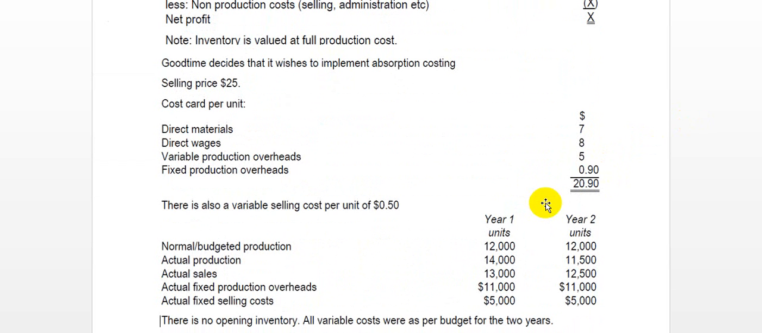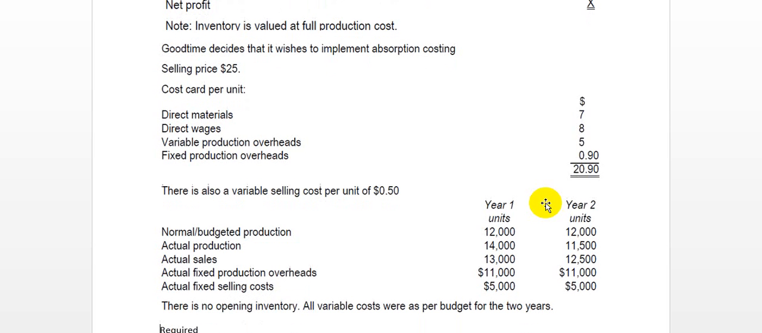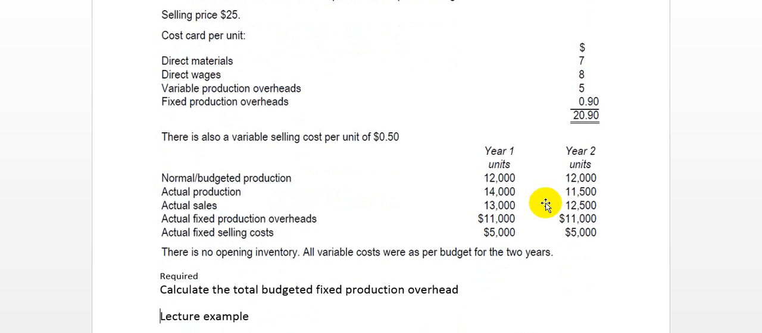The number of units produced and units sold remains the same. There is still no opening inventory. All variable costs were as per budget for the 2 years. We are required to calculate the total budgeted fixed production overhead.